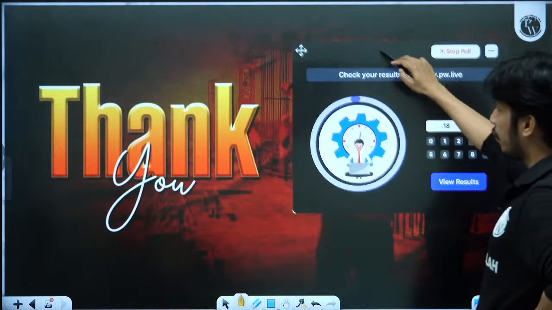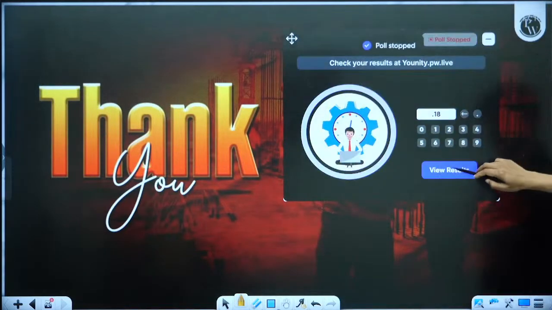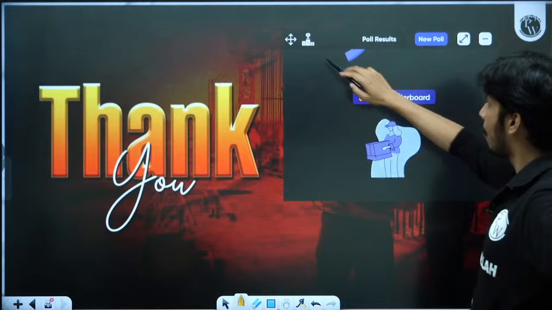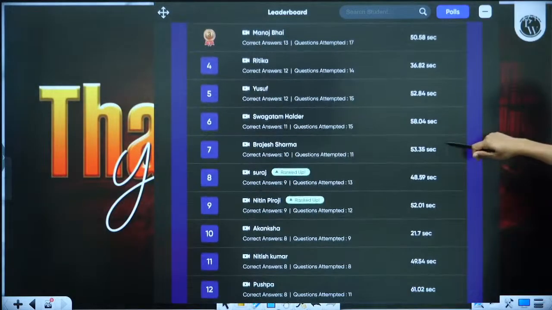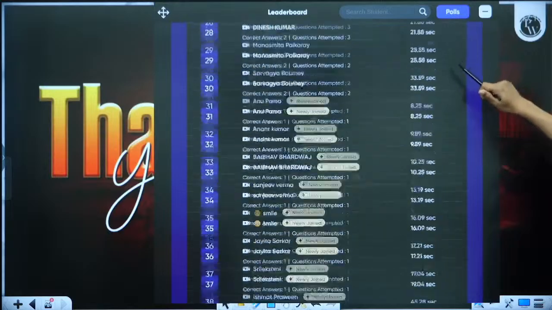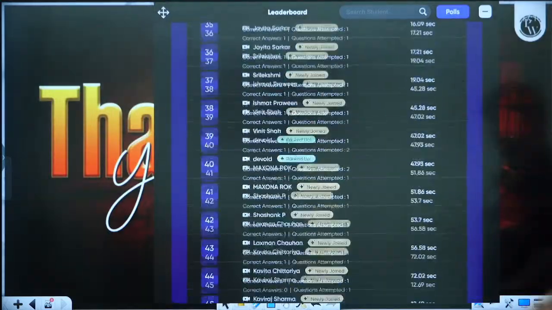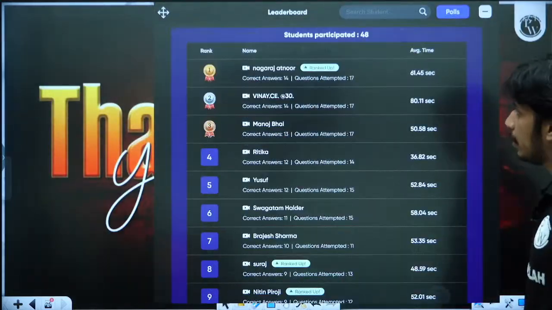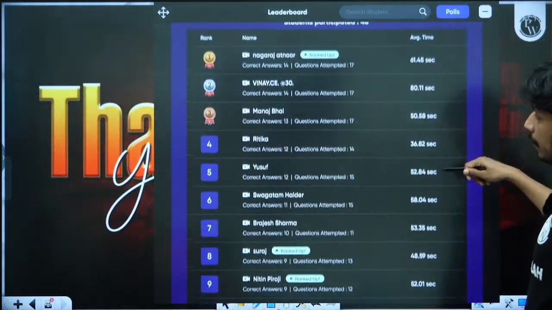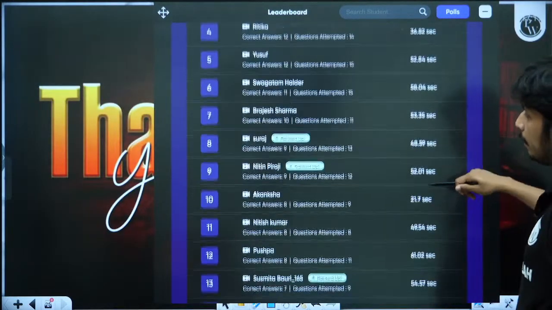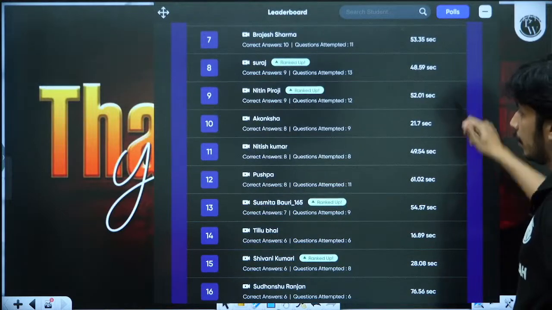Let me show you the leaderboard. Nagraj, Vinay, Manoj are the top 3 students. Then Ritika, Yusuf, Swagatam, and overall 48 students have given the answer in the whole session. The top 5 are Nagraj, Vinay, Manoj, Ritika, Yusuf, congratulations. Then from 6, Swagatam, Brajesh, Suraj, Nitin, Akansha. They are the top 10 students.